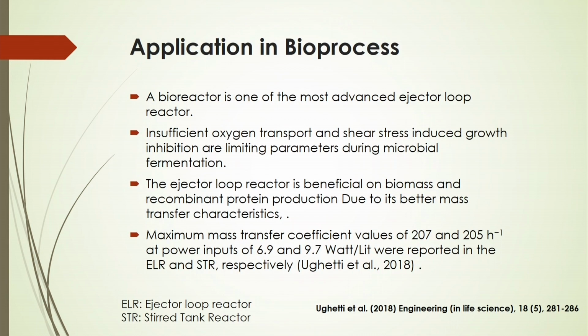In the case of bioprocesses, the bioreactor can be treated as one of the most advanced ejector loop reactors. In that case, insufficient oxygen transport and shear stress induced growth inhibition are limiting parameters during the microbial fermentation process in the bioreactor. The ejector loop reactor is beneficial for biomass, and you can consider recombinant protein production due to its better mass transfer characteristics.